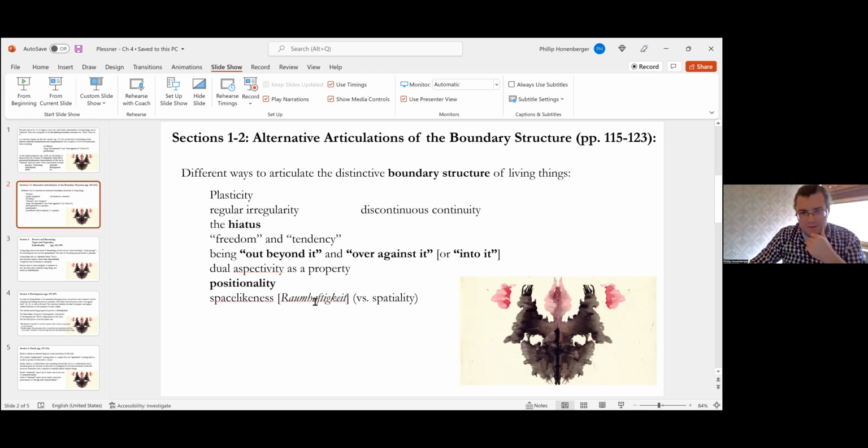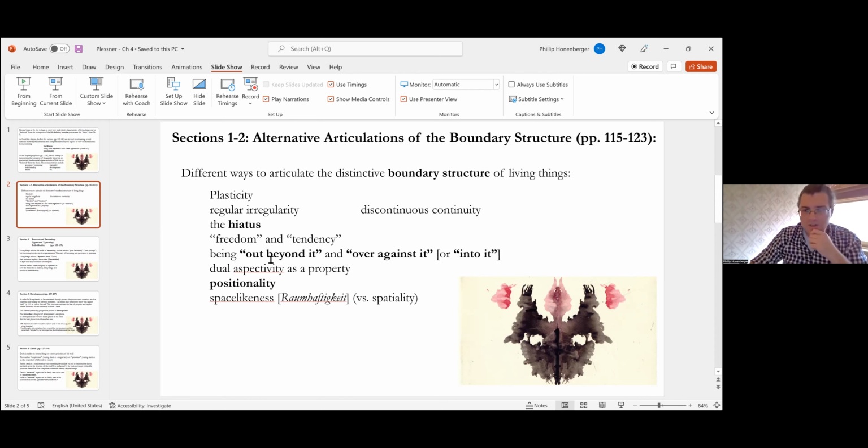He also describes it in terms of space-likeness, which is interestingly distinct from spatiality. And the German there is Raumhaftigkeit, which I can't help but read as a kind of space-havingness, even though I think that's a bit of a stretch for the German, but it sounded that way to me as an English reader. Space-havingness, space-likeness is what the translation has.